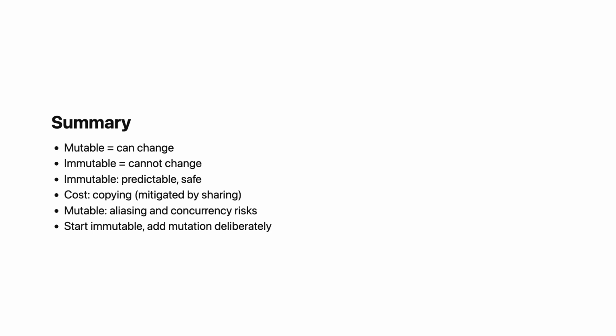Immutability costs extra allocations, but enables structural sharing. Mutable data is dangerous in concurrency. Choose mutable for local performance-critical operations. Choose immutable for shared data and clearer reasoning. Start immutable. Add mutation only with clear justification.